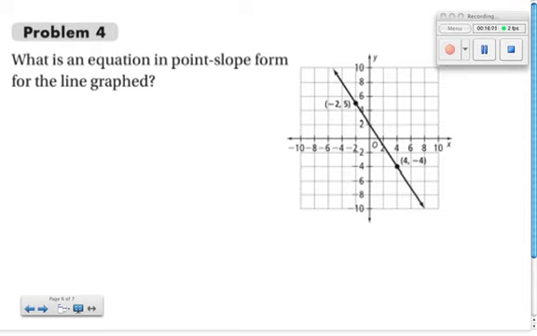Point-slope form requires what? What do I need to know in order to plug stuff into point-slope? Yes? The slope. I need to know the slope, and I need to have a point. Well, as fate would have it, I have 2 points, so I have a couple of choices there. However, they did not give me the slope. Can I find the slope?